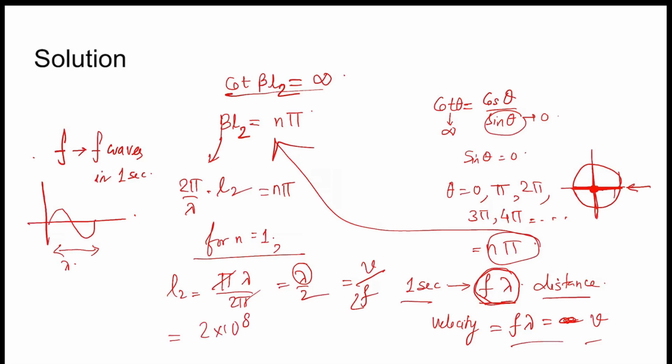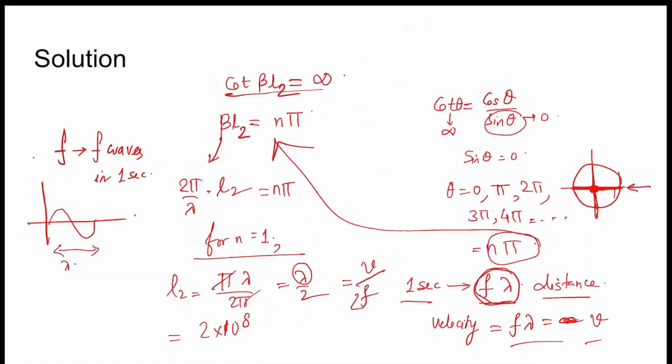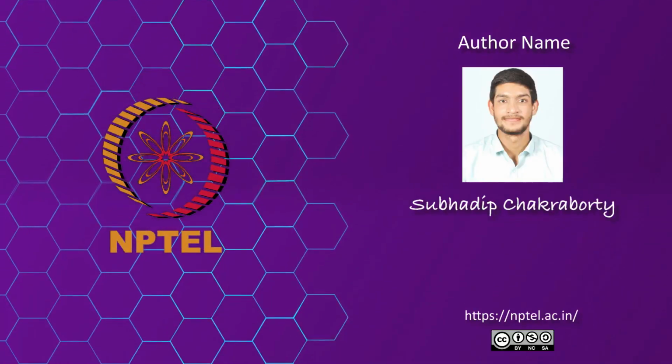So v is given as 2 into 10 to the power 8. You see in the problem the value of phase velocity is given as 2 into 10 to the power 8, divided by 2 into frequency, which is 1 gigahertz, 1 into 10 to the power 9, which is 0.1 meters. So the length of the second section of the transmission line is 0.1 meters. So the answer will be 0.1 meter.